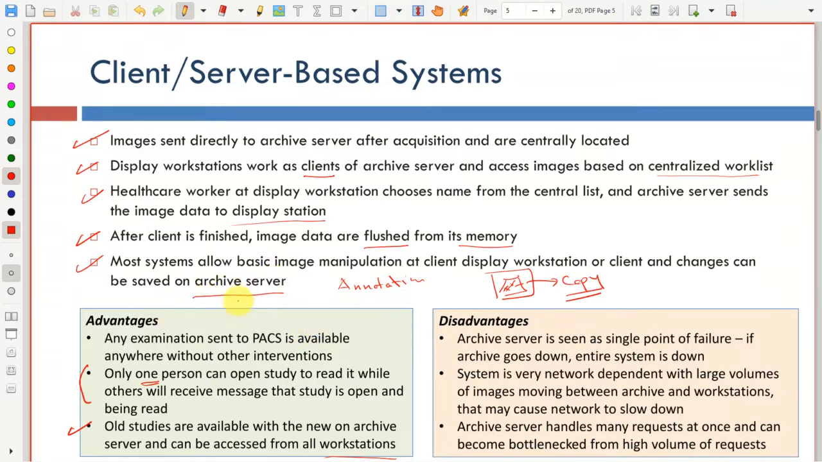And I would like to say that this is probably the most commonly used architecture, because usually these advantages very much outweigh any disadvantages.